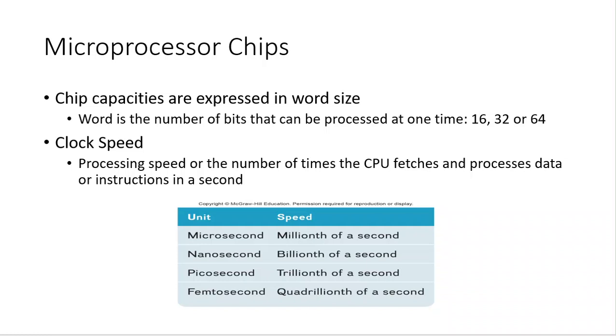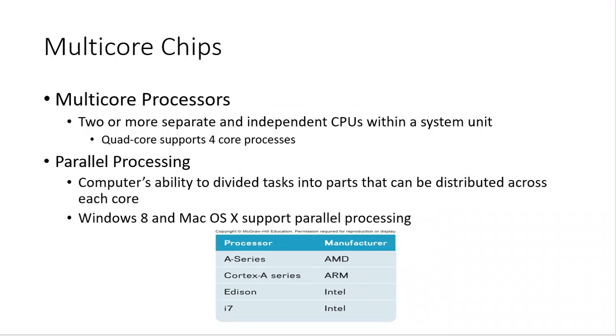Okay, next. Multi-core chips. Multi-core processors have two or more separate and independent CPUs within a system unit. We call them multi-core processors. Quad-core supports 4-core processors. So if there are 4 cores, it is called quad-core.